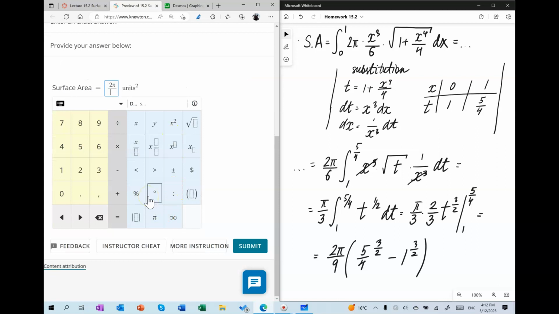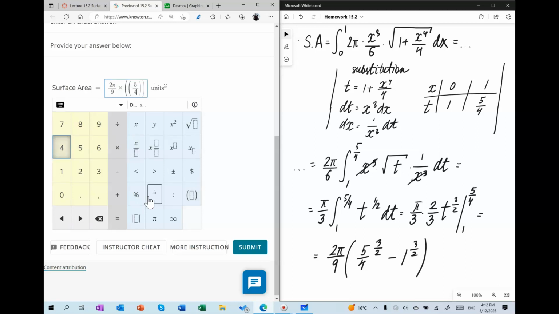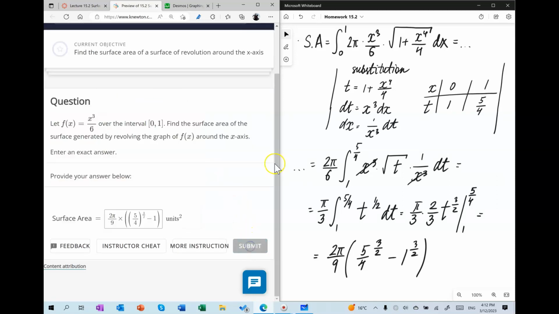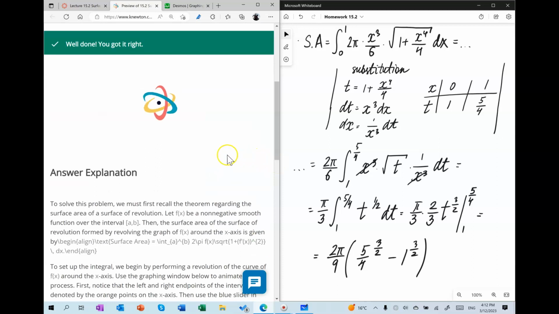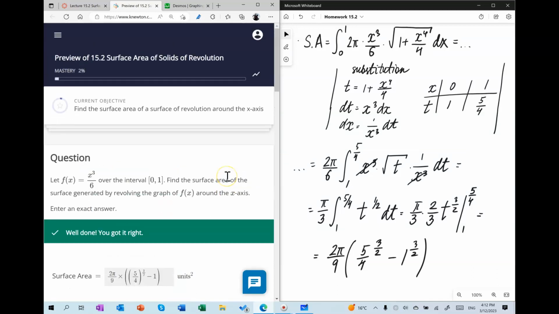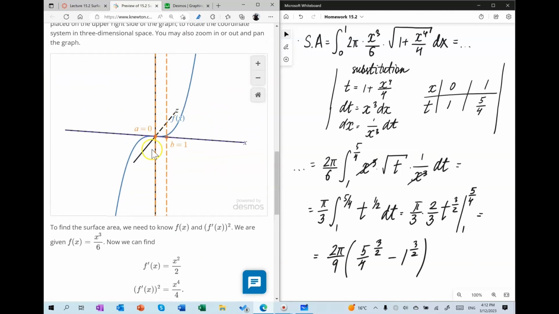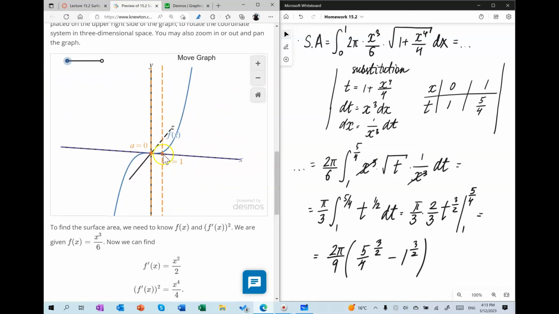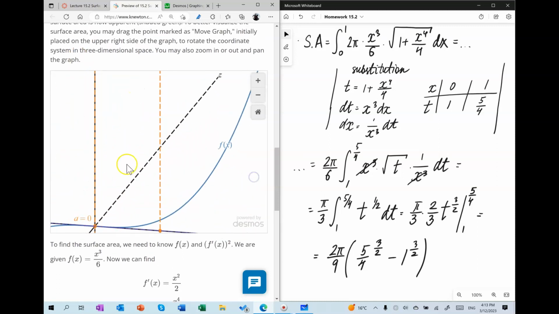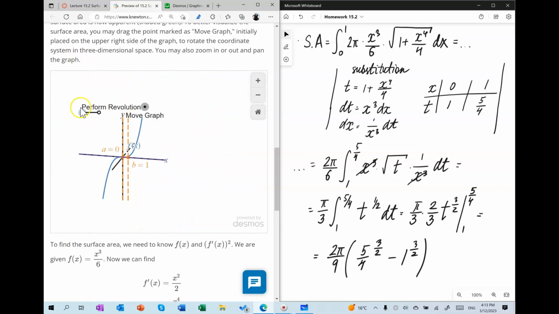So we have 2 pi over 9 times, in parentheses I'm going to type 5/4 to the power 3/2, all that minus 1, and let's see. And we got it right. Here we have some Desmos presentation, I guess, which could be nice. Let me see.